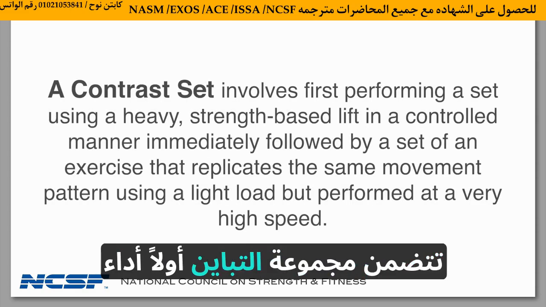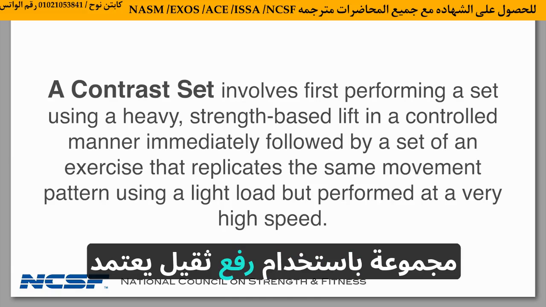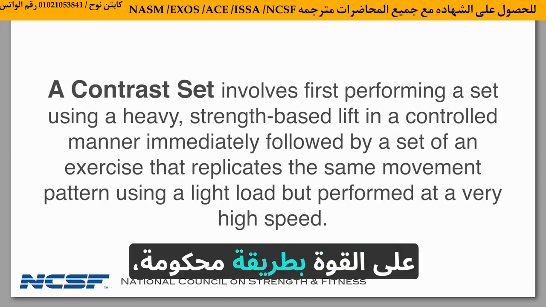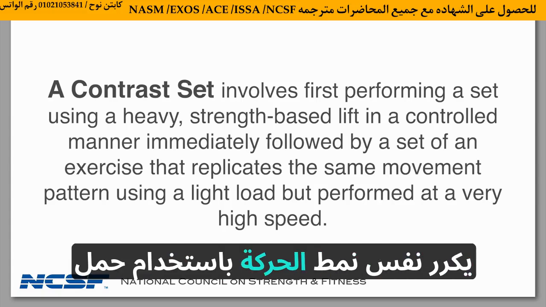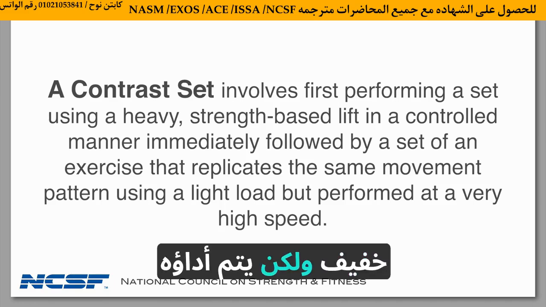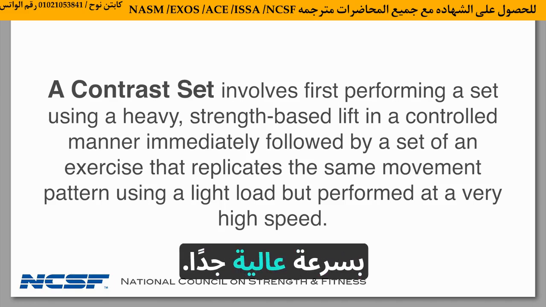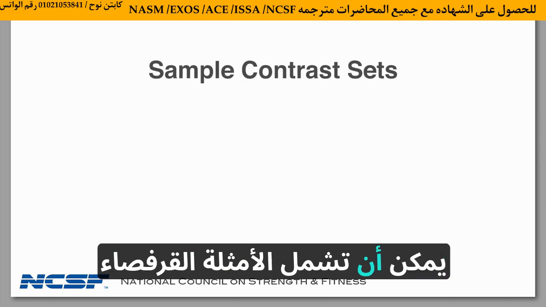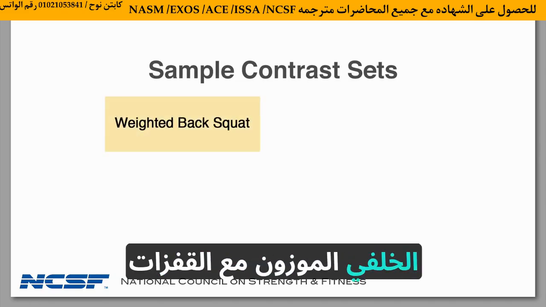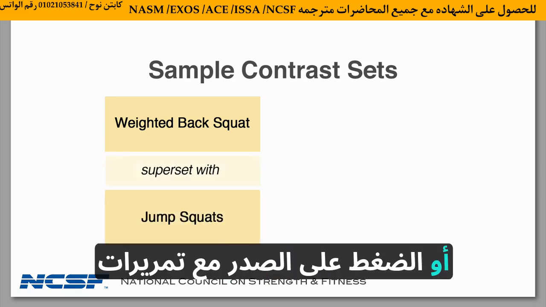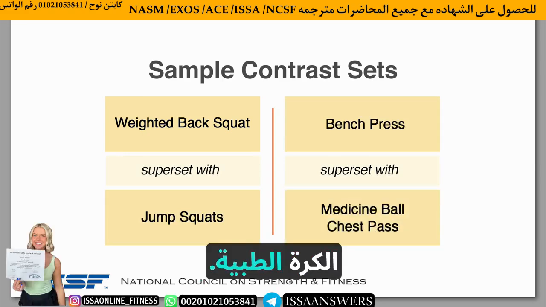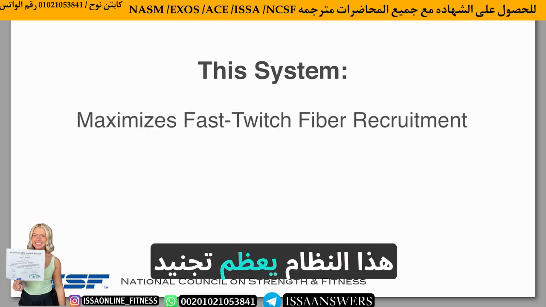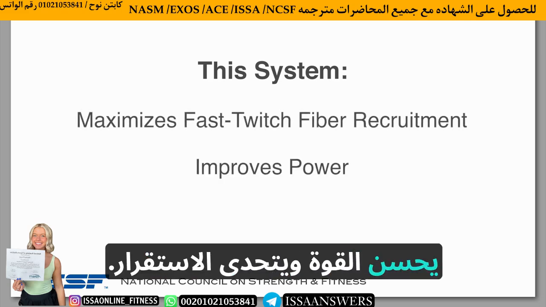A contrast set involves first performing a set using a heavy strength-based lift in a controlled manner, immediately followed by a set of an exercise that replicates the same movement pattern using a light load but performed at a very high speed. Examples could include weighted back squat supersetted with jump squats, or the bench press supersetted with medicine ball chest passes. This system maximizes fast twitch fiber recruitment, improves power, and challenges stability.